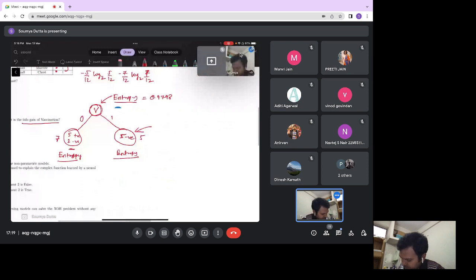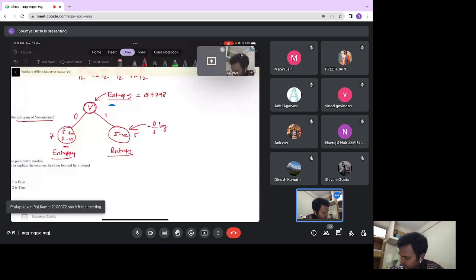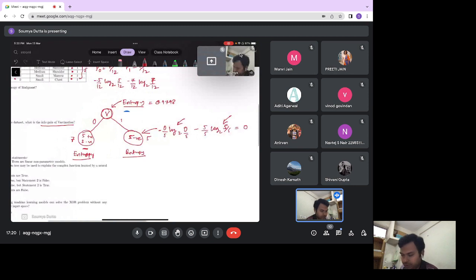Out of 5 cases, you have 0 cases in which you have a positive, and therefore this would be 0 by 5 log 2 of 0 by 5, and this will be 5 by 5 log 2 of 5 by 5. So this would be 1. Sorry, this would be 0. Very sorry. This would anyway be 0, because log 2 of 1 is 0. Therefore it would be 0, right? Okay, so this part is done. The right hand node you already know.